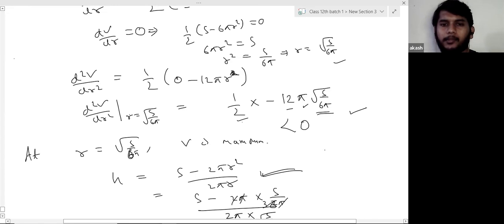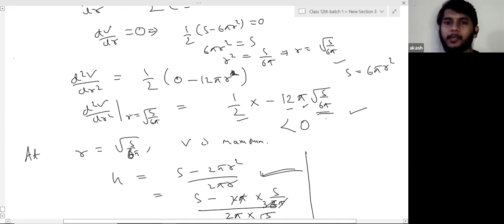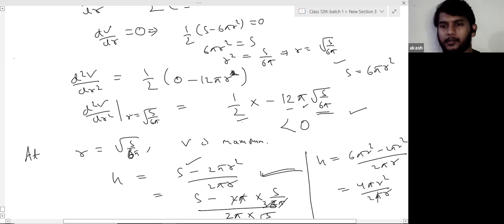Let's try to do this. I think this will be a simpler thing. We can write S from here. S is 6 pi R square. Just put the value of S: 6 pi R square minus 2 pi R square upon 2 pi R. So 4 pi R square upon 2 pi R. Yes, this is very simple. So from here we can write H equals 2R.